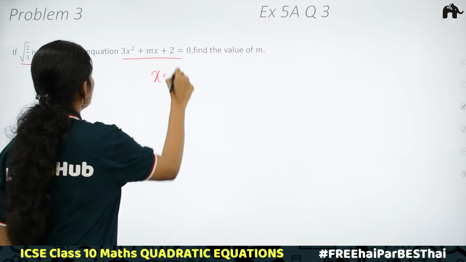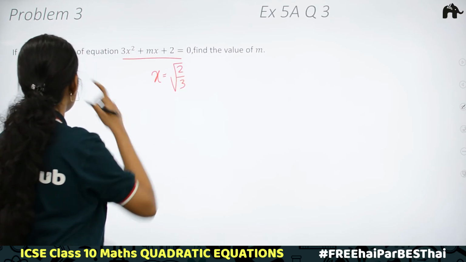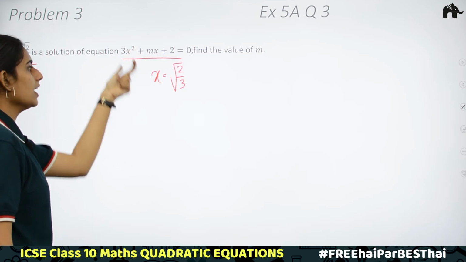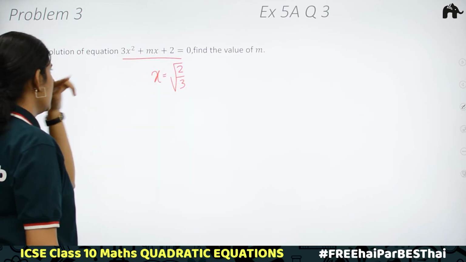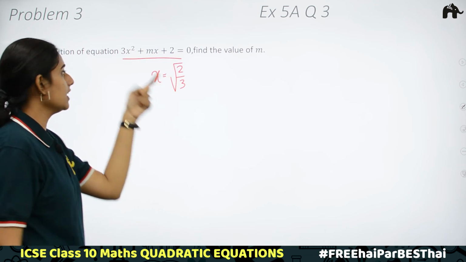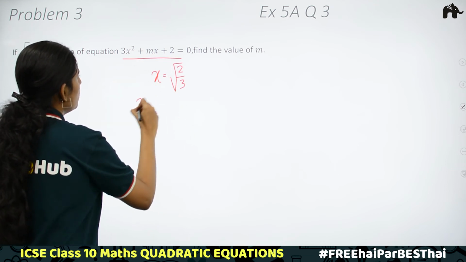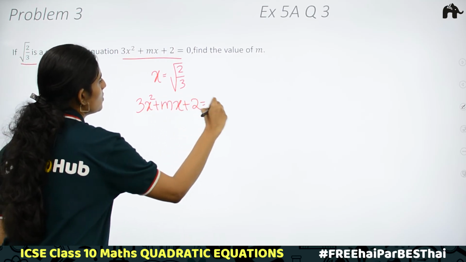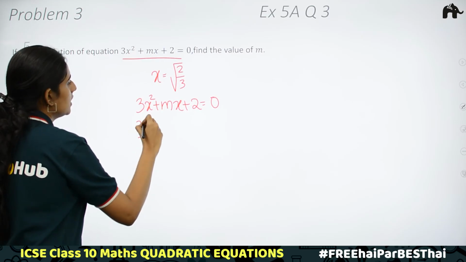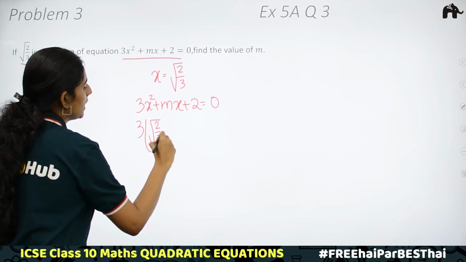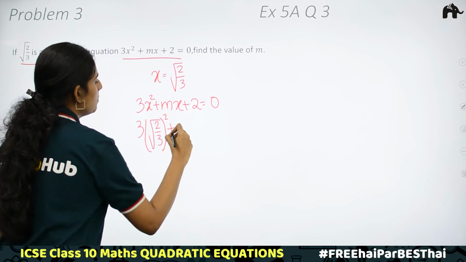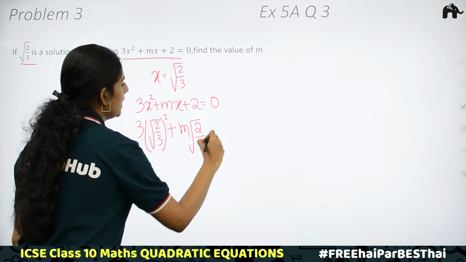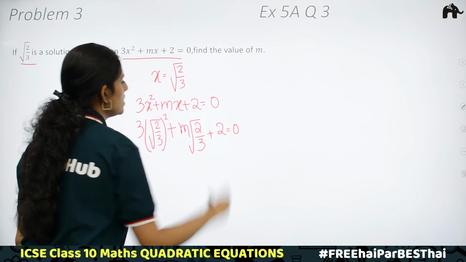X is equal to root of 2 by 3, because it is given that root of 2 by 3 is a solution of the equation, which means x is equal to root of 2 by 3. We will be substituting x is equal to root of 2 by 3 in the given equation 3x square plus mx plus 2 is equal to 0. When you substitute, you get 3 into root of 2 by 3 whole square plus m into root of 2 by 3 plus 2 is equal to 0.